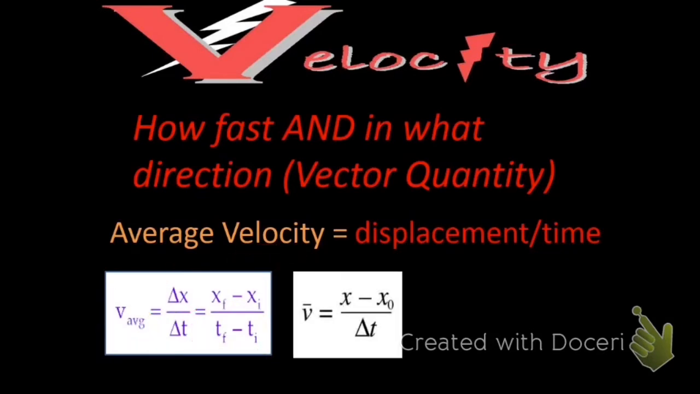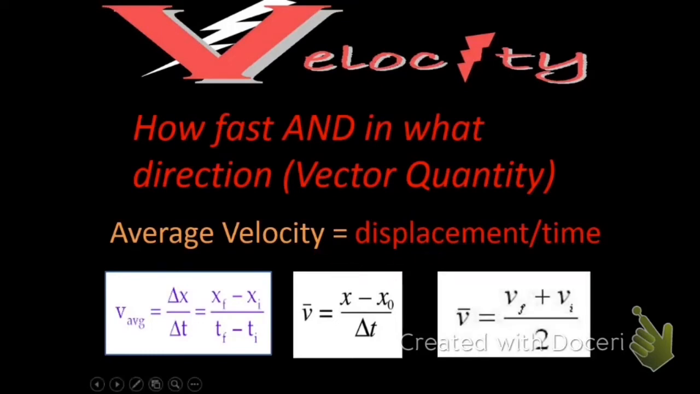Other times you might see this same equation written out with, instead of final and initial, a little 0 subscript for original and x for where it is now. And a third way to calculate average velocity is simply to take the final velocity and the initial velocity, add them together and divide by 2. That's your more traditional way to calculate an average, is add them up and divide by how many you have. This, however, only works if we have a constant acceleration, and so you're going to see that there's only certain scenarios where we use this.